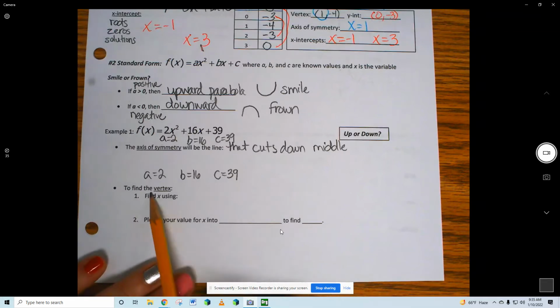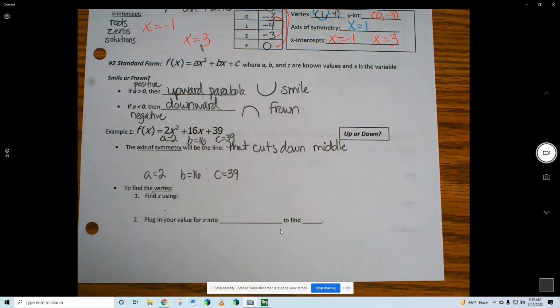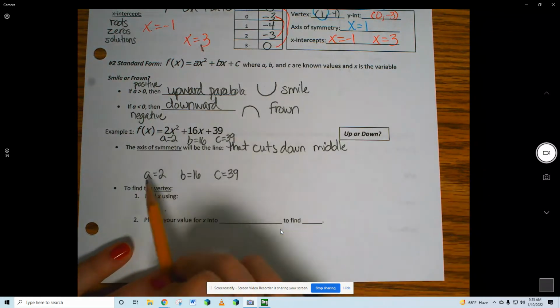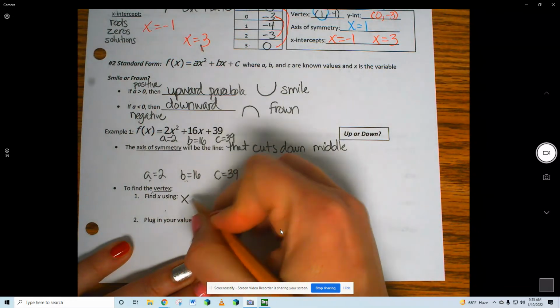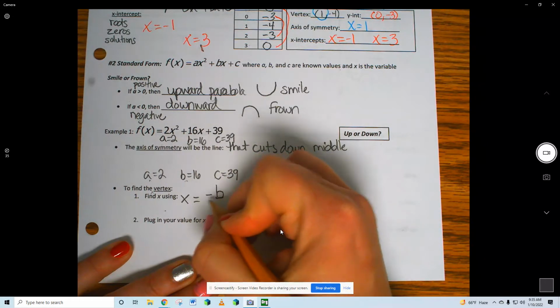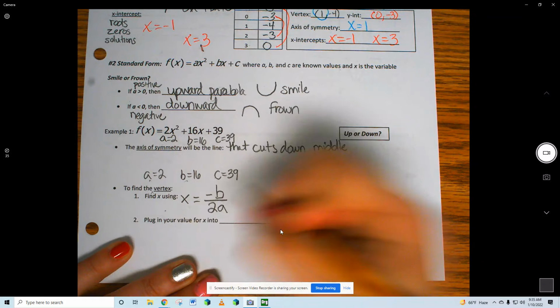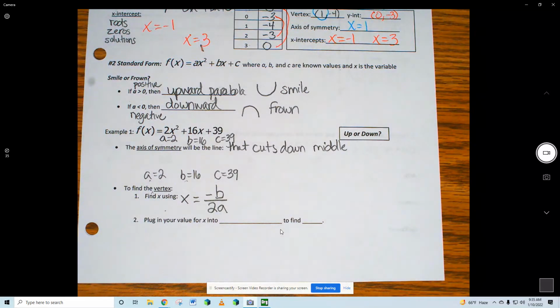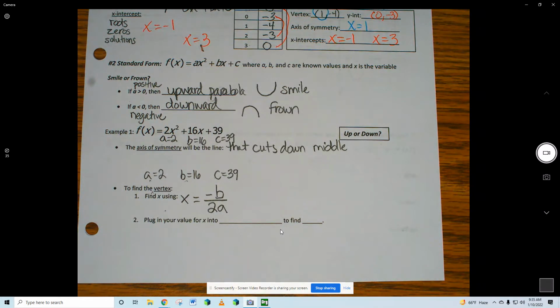So, to find the vertex, here's the formula. I use a, b, and c. The x value is negative b over 2 times a. Whatever number b is goes in the numerator, the negative of b. Then I have a fraction bar, and my denominator is 2 times a.